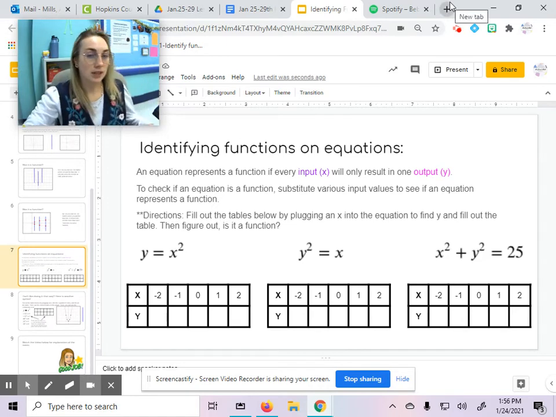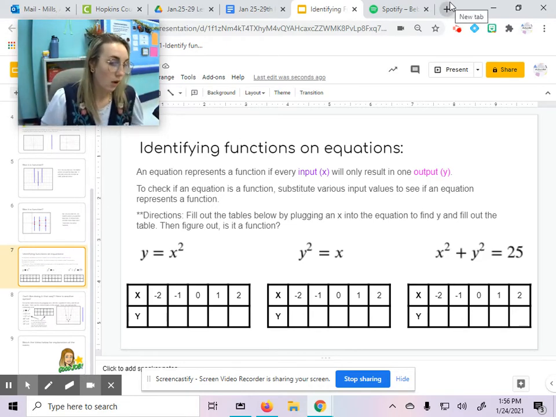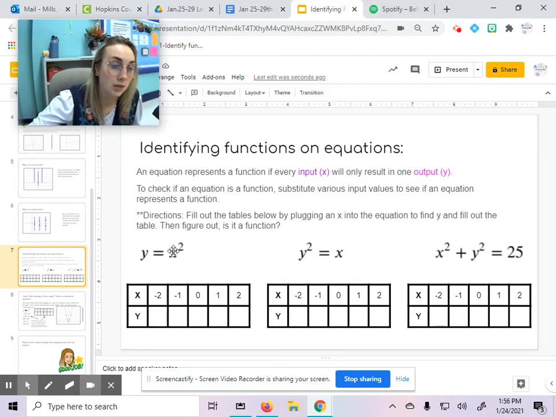Let's talk about equations. It's the same rule: an input can only have one output. So, the way you can figure out if an equation is a function or not is to put some points into the equation and figure out if each output is the same or if it's different. So, for example, let's look at this first equation right here. We have y equals x squared.